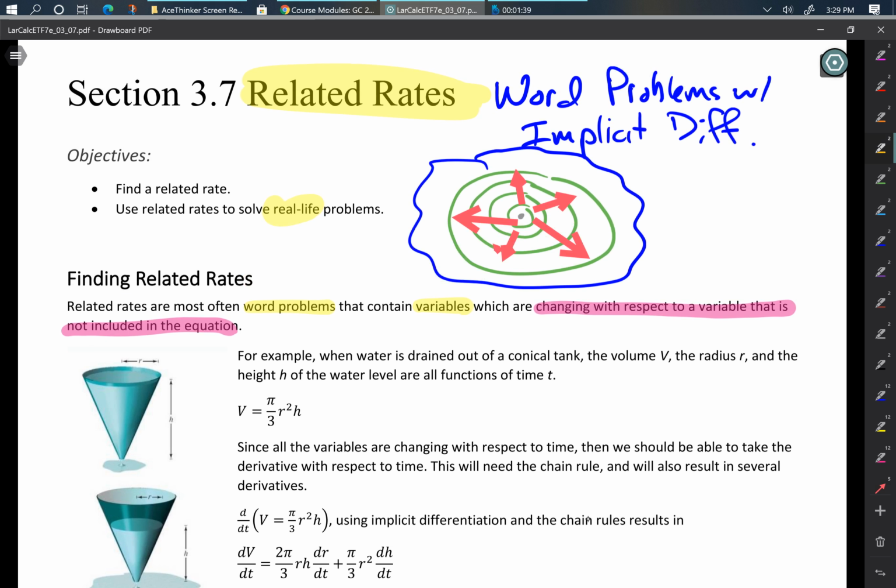And so the area of one of those circles would be pi r squared. And in that equation, there are two variables. There is a variable A, area, and there is a variable R, radius. And both of those variables are changing with respect to time. That is, as more time passes from the point of impact of the rock with the surface of the water, the radius is going to grow.